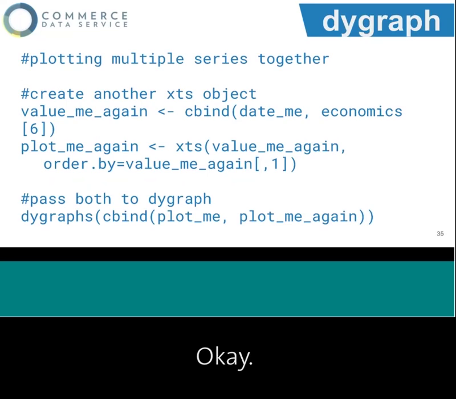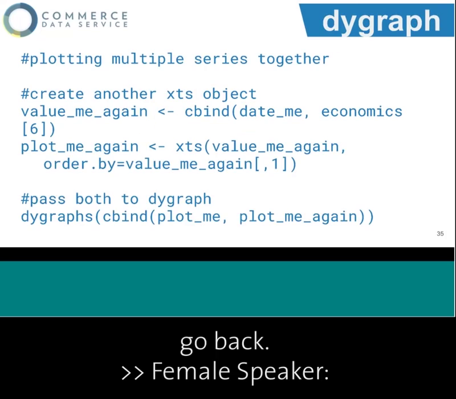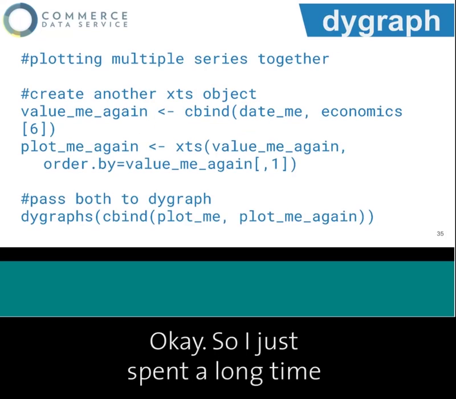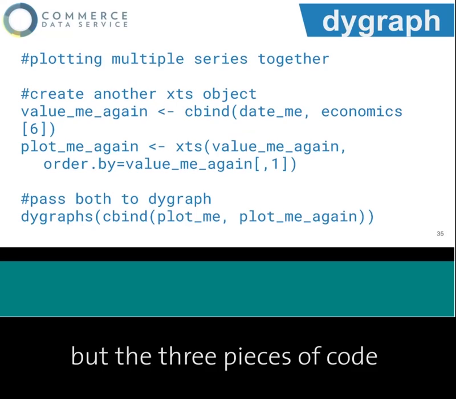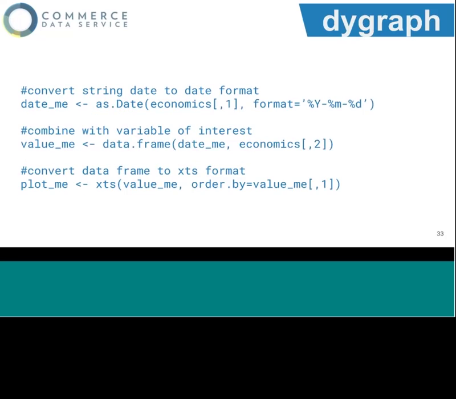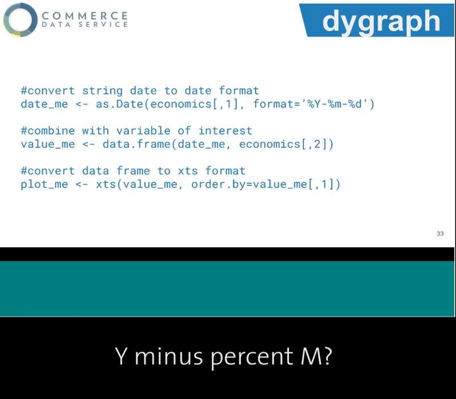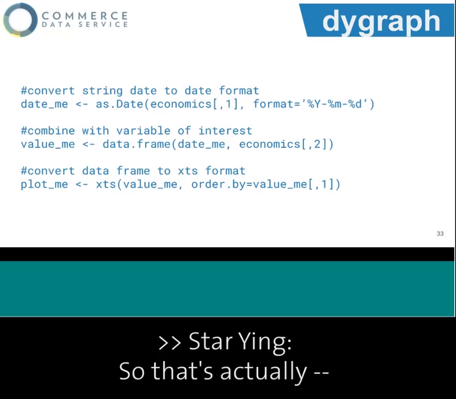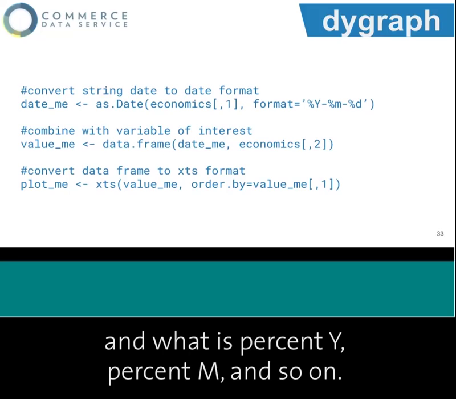Okay. With that, we're going to, a question. Yeah, sorry. Let's go back. Okay, so I just spent a long time trying to figure out some errors that were in mine, and I probably missed your explanation of this, but the 3 pieces of code that you had on slide 33, what do those pieces, like how do you know to put %Y minus %m? Oh, okay. So I'll cover both: what are the three pieces and what is %Y, %m, and so on.